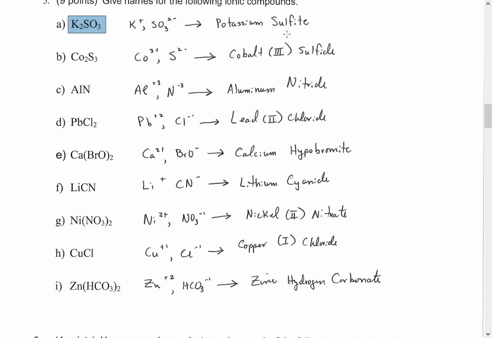What was I going to say? Oh, I think what I was going to say is for this one, it really didn't necessarily help to make the component ions. I just think it's a good habit to get into. Now the next one, I think you had to make the component anions.